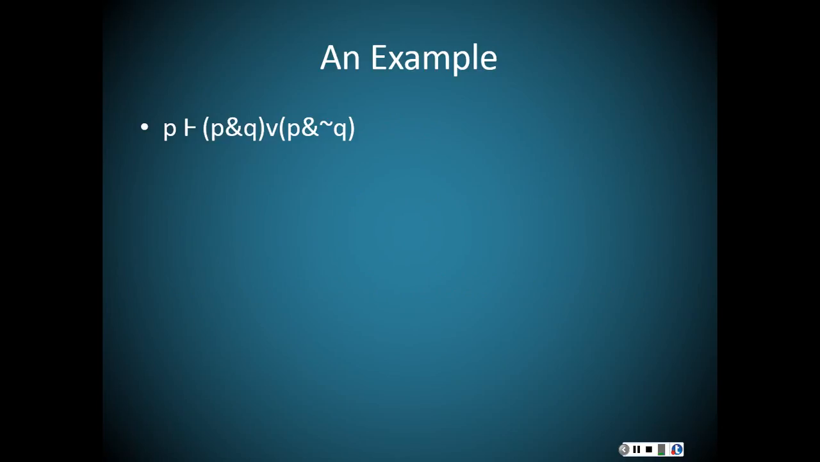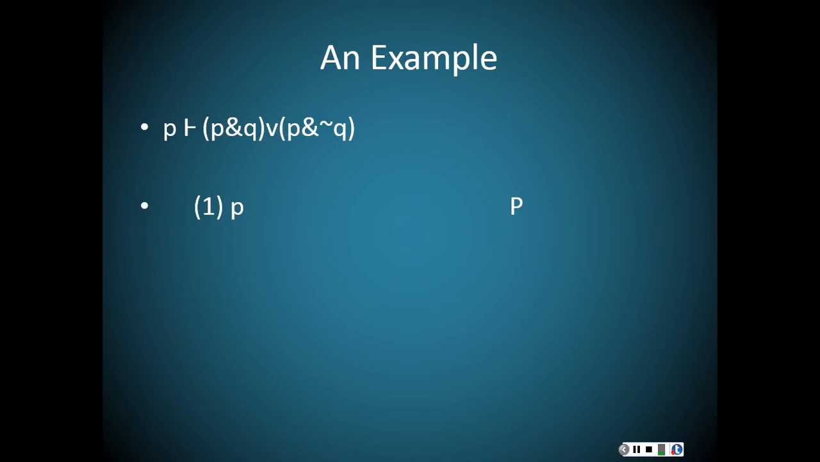So here is a sequent that we want to prove. P, therefore, P and Q, or P and not Q. Now, this takes a little bit of creativity, but one thing to note about what we're trying to prove is that our conclusion looks a lot like the law of the excluded middle. It's not the law of the excluded middle because it has P in there conjoined with each of the disjuncts, but it looks very much like the law of the excluded middle. It looks like something that follows from the law of the excluded middle on the assumption that P is true.